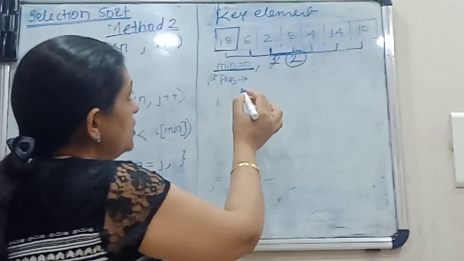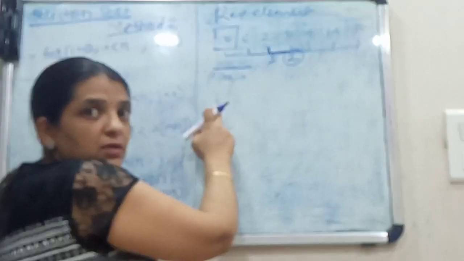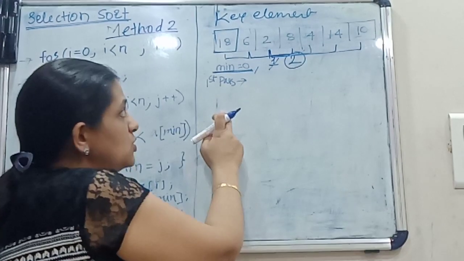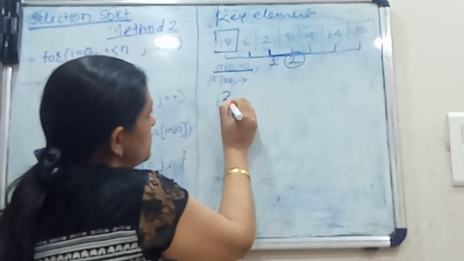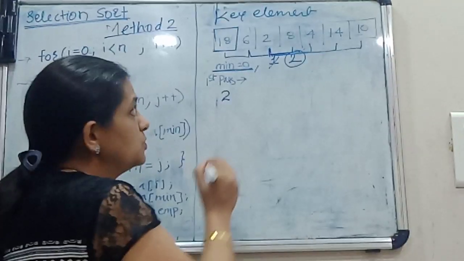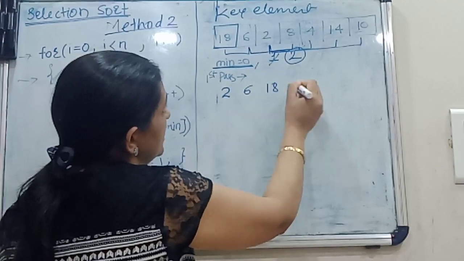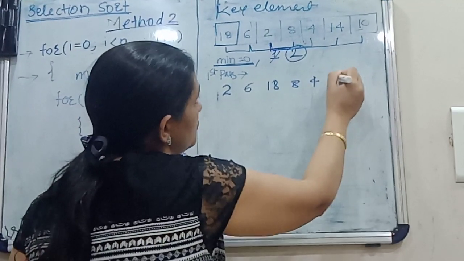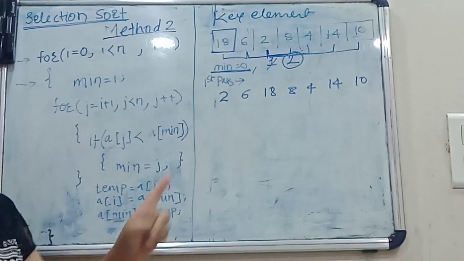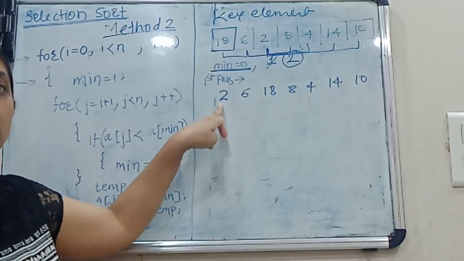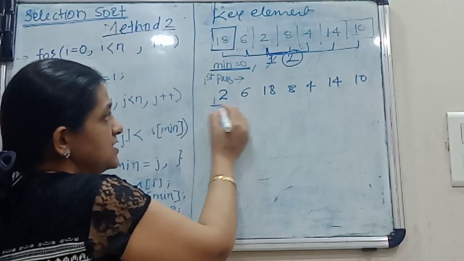Then what will you do now? You will just swap position 2 with the first index, that is position 0. So after the first pass, 2 will come at the 0th position, then 6, then 18, then 8, 4, 14 and 10. So at the end of the first pass, what did we get? We got the minimum number from the array at index 0.